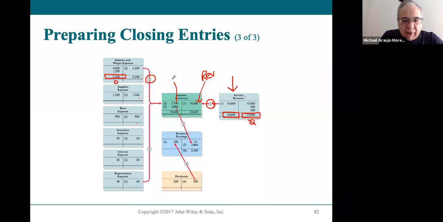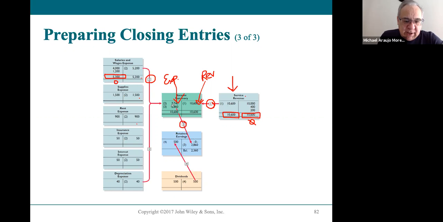And the $7,740 are all your expenses sitting now in income summary. So your income summary looks like your income statement. All the revenue is on one side, all the expenses are on the other side. The difference will be the profit. The profit belongs in retained earnings.